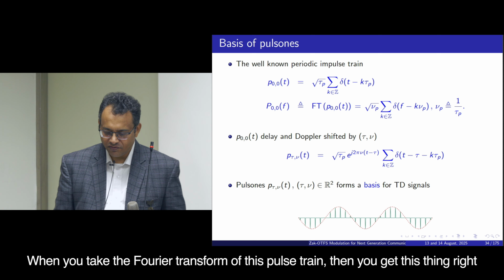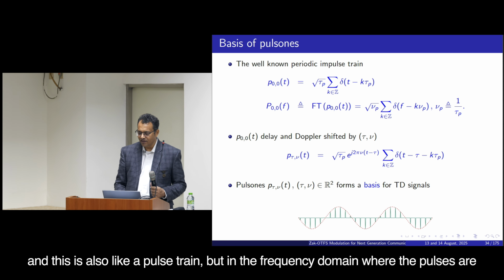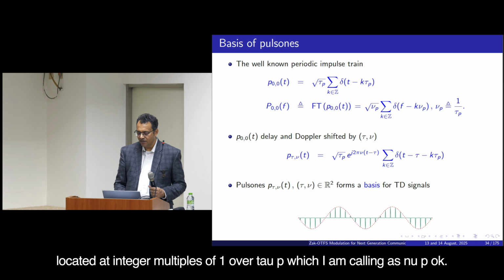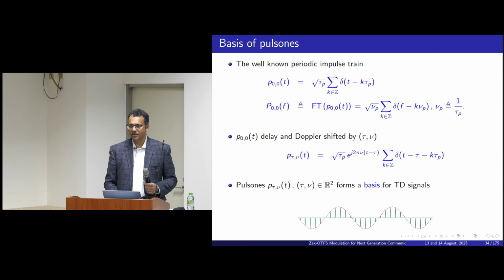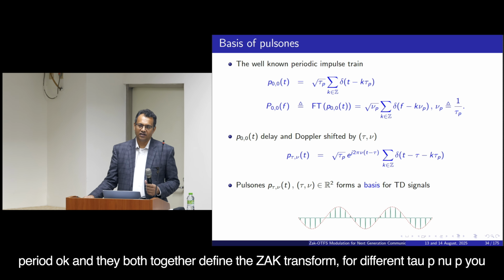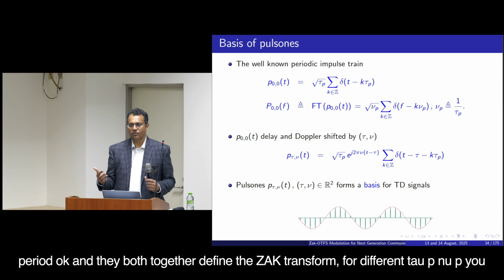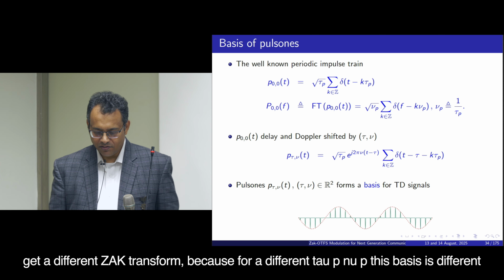When you take the Fourier transform of this pulse train, then you get this thing, right, and this is also like a pulse train but in the frequency domain, where the pulses are located at integer multiples of 1 over tau p, which I am calling nu p. Subsequently, I will call tau p my delay period, and I will call nu p my Doppler period. Okay. And they both together define the Zak transform. For different tau p, nu p, you get a different Zak transform, because for a different tau p, nu p, this basis is different. That's why.